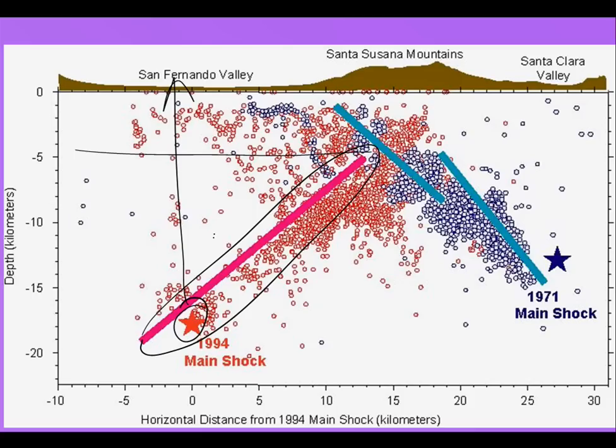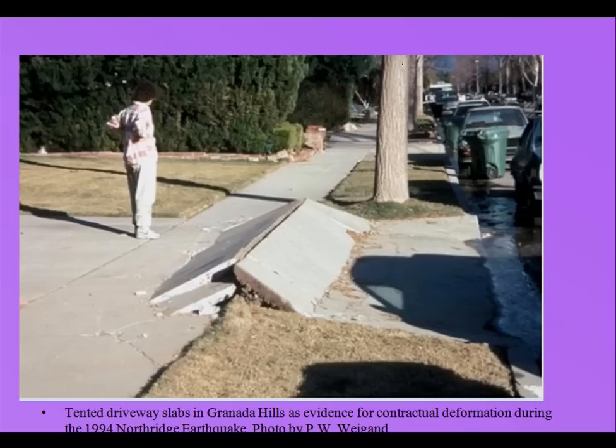This is a reverse fault, so it pushed upward, and the Santa Susana Mountains, as a result, got pushed about 60 centimeters higher. Although you don't see a scarp, there's plenty of evidence of upward movement, as you can see from these tented driveway slabs in Granada Hills.